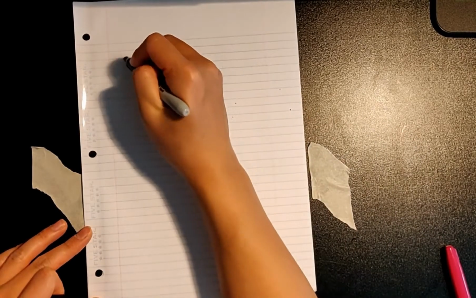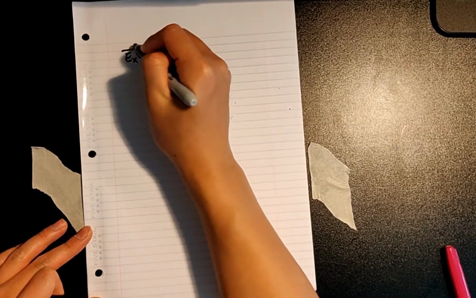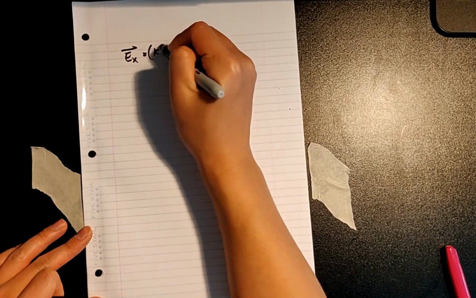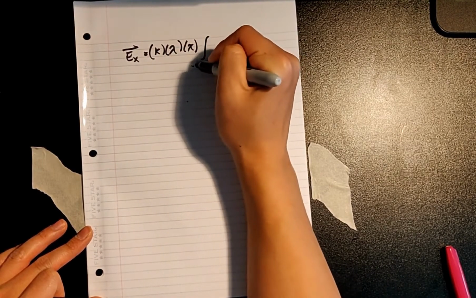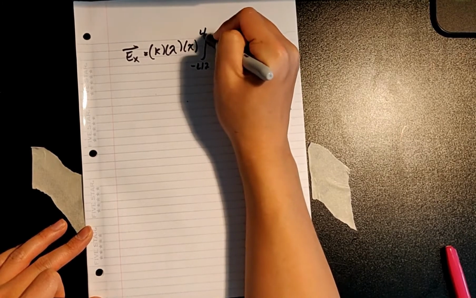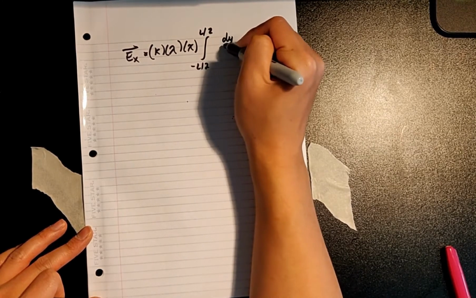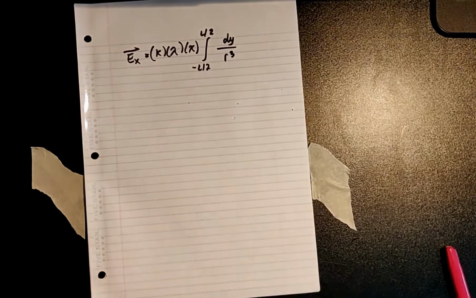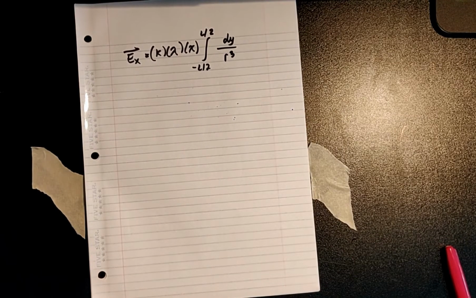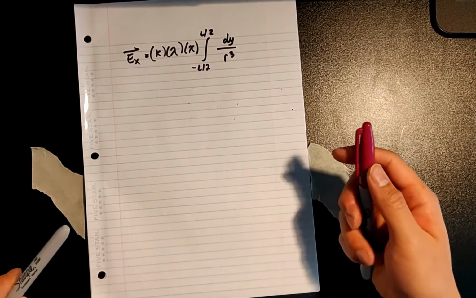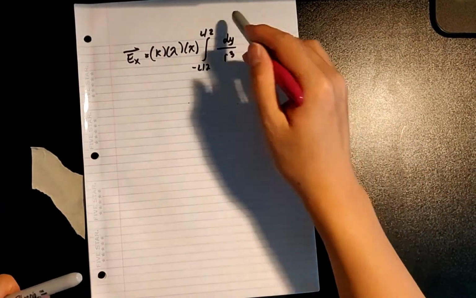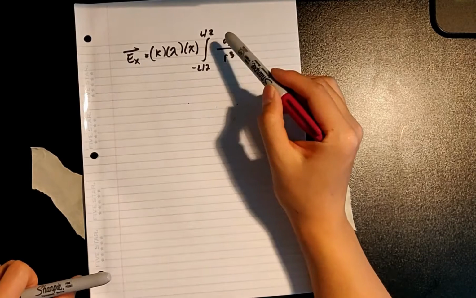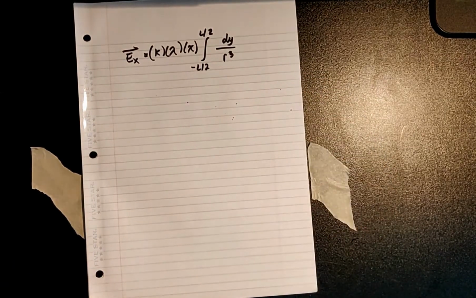So I'm just going to rewrite the same integral again just so that we don't get confused. K lambda x, integral from negative L over 2 to L over 2, dy over r cubed. So now we need to solve this integral, and this is definitely going to be trig sub because the power on the numerator is 0. If you have nothing on the top, then that means we use trig sub. So trig sub, how do you do trig sub?